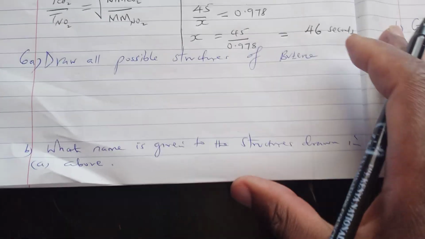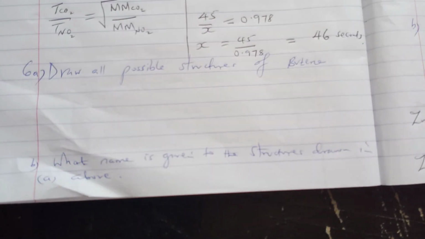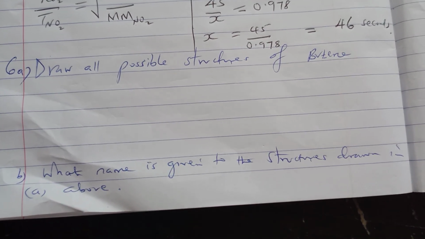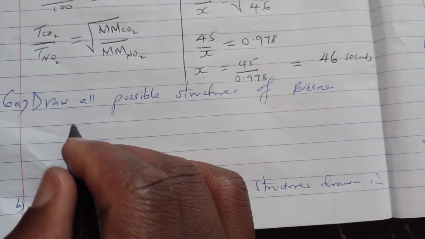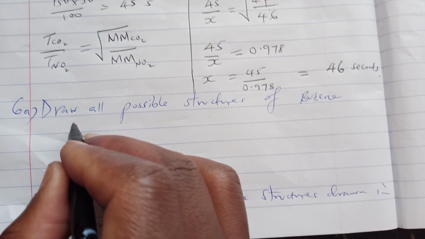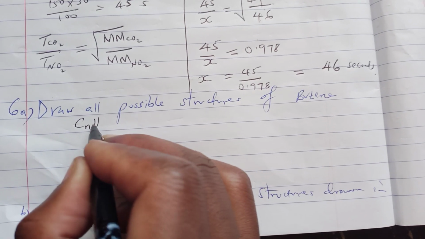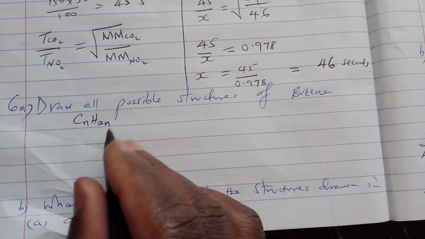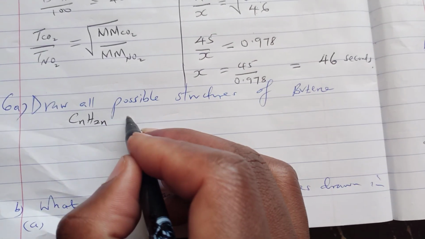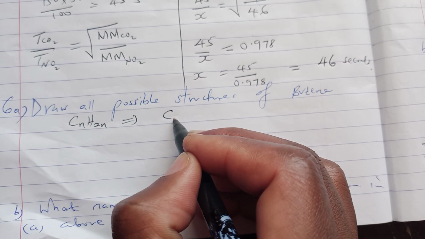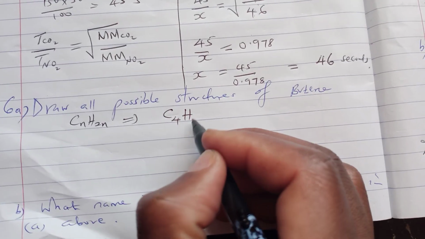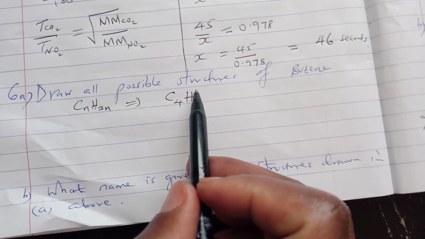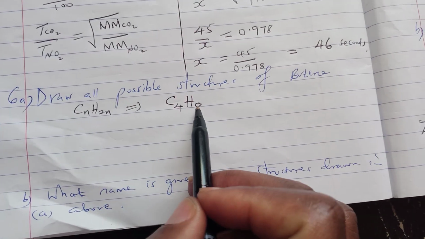Then we go to question 6. Question 6 says, draw all possible structures of butene. For you to get the answer, always remember that butene means an alkene. Alkenes have general formula CnH2n. Because but means 4, n is 4, C4, therefore H will be 4 times 2, you have 8.